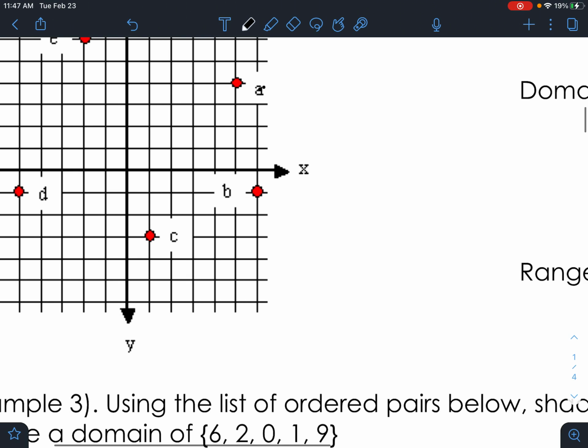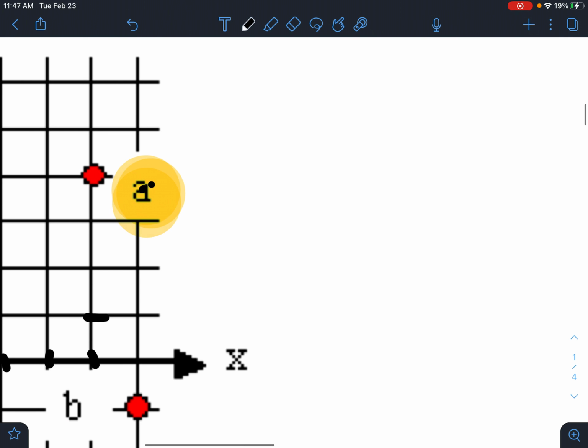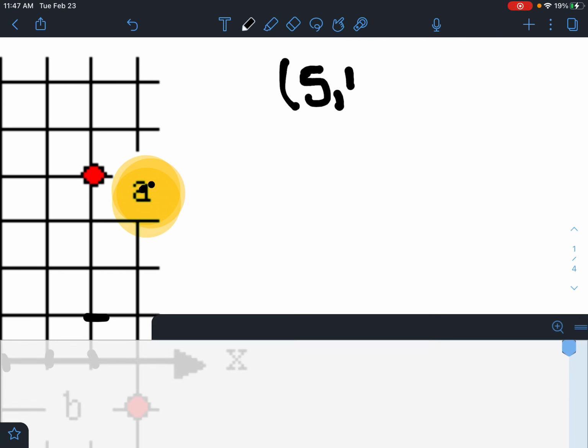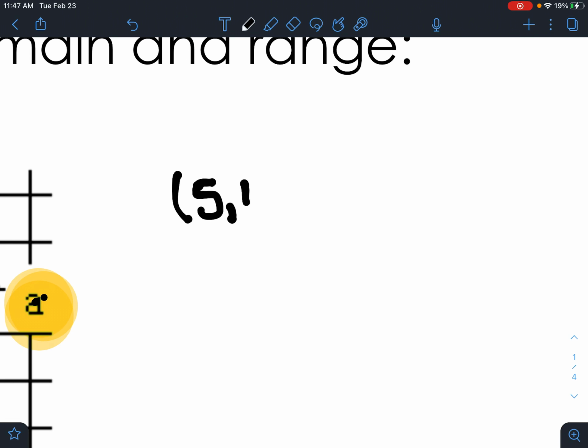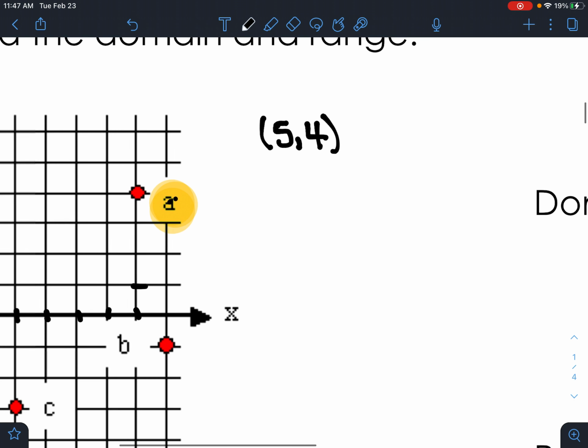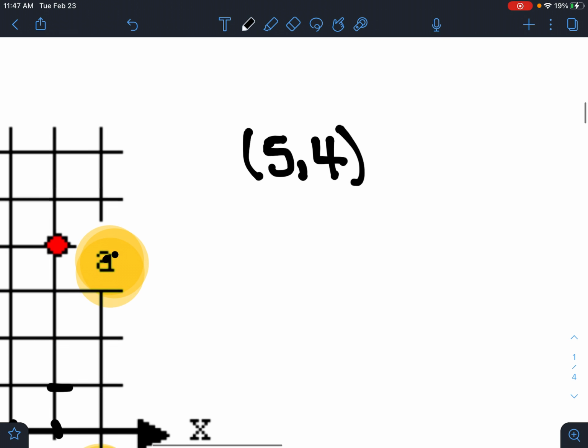So I'm going to start here at A, and I'm going to write out the point right beside it, which is that red point. And so that ordered pair is going to be, I'm going to go over 5, and I'm going to go up 4. So I'm going to have 5, 4 as one of my points. So 5, 4. All right, I'm going to go down to B now. All right, so B is right here. So I'm going to go over 6 and down negative 1.